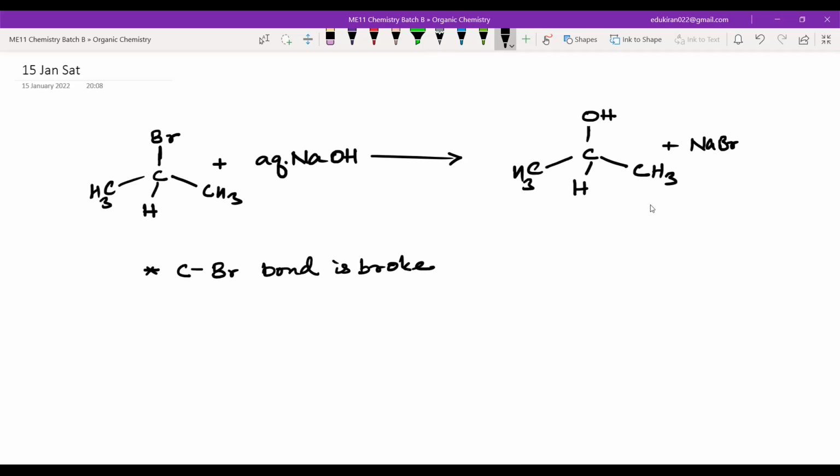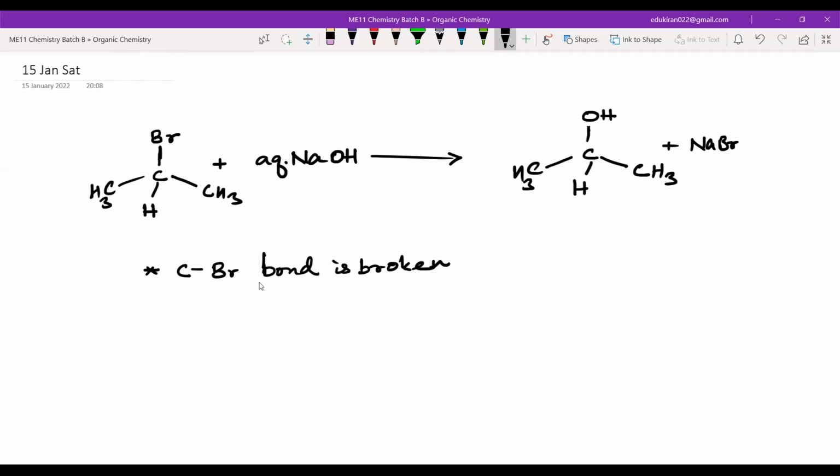Okay, what has changed here? So we said that the Br has been replaced by OH. Now we are investigating in a bit deeper sense in terms of bond. So we are saying that the C-Br bond is broken. Now we are more interested in the bonds which are broken.